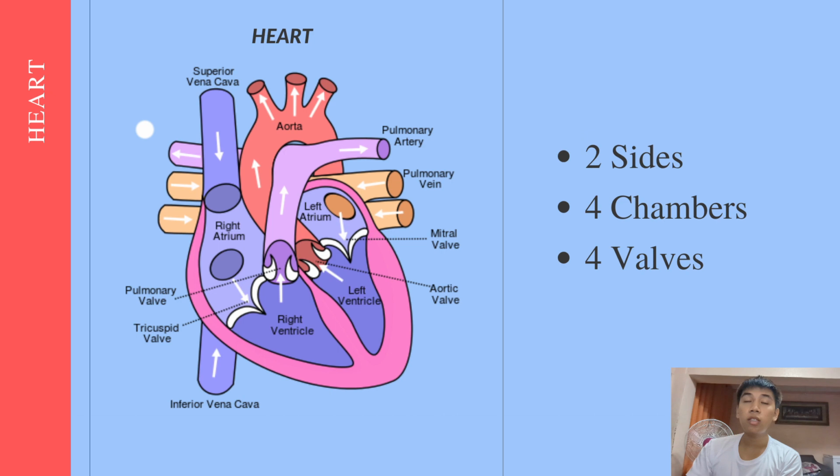The heart consists of two sides, the right and left, and the one that separates them is the septum. It has four chambers, which are the right and left atrium and the right and left ventricle. And lastly, it has four valves that keep the blood moving in the right direction in the heart.